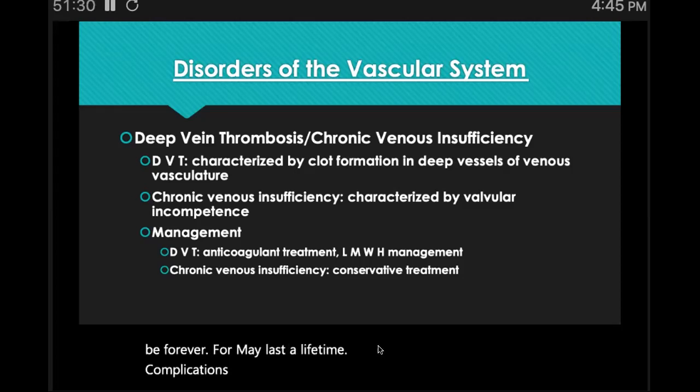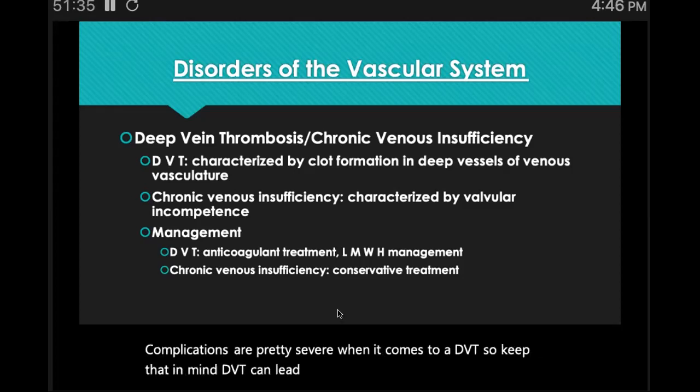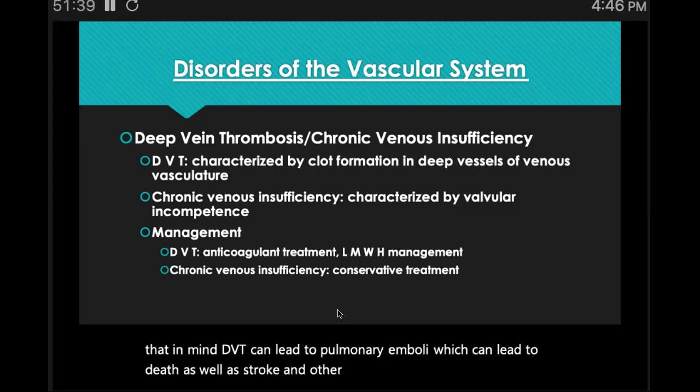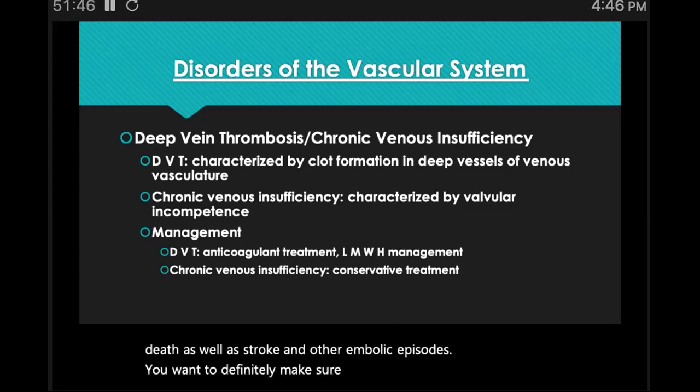Complications are pretty severe when it comes to a DVT, so keep that in mind. DVT can lead to pulmonary emboli, which can lead to death, as well as stroke and other embolic episodes. You want to definitely make sure you review your DVT risk factors, guys.